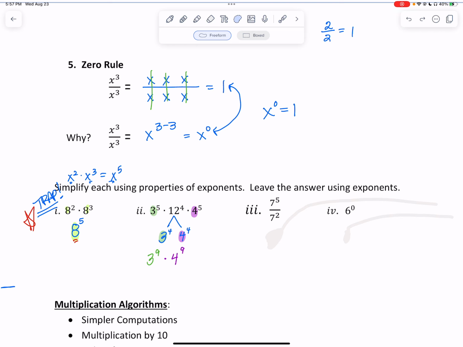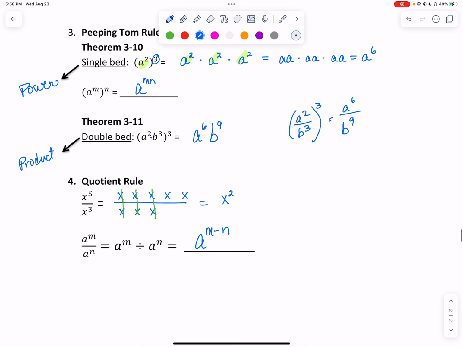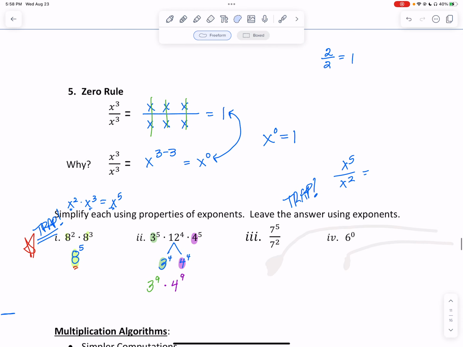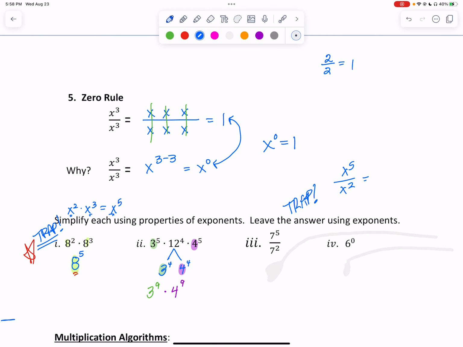All right, now we'll go back to the exact same trap that we had before. We're going to have it again. Okay, so if that was x to the 5th over x to the 2nd, we know from our rule up here, our quotient rule, what do we do to these numbers? We subtract them, right? So I'm going to do the same thing. I'm going to subtract those two numbers, my 5 and my 2, and I'm going to get x to the 3rd.